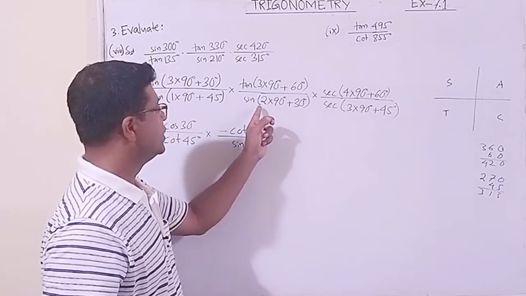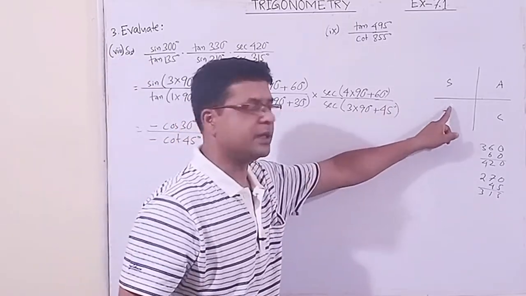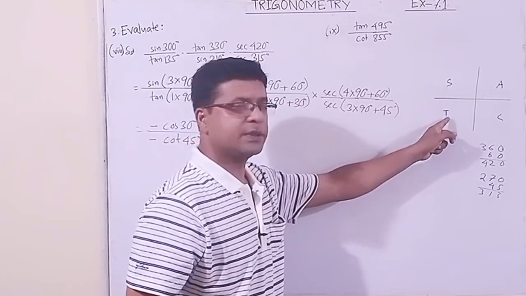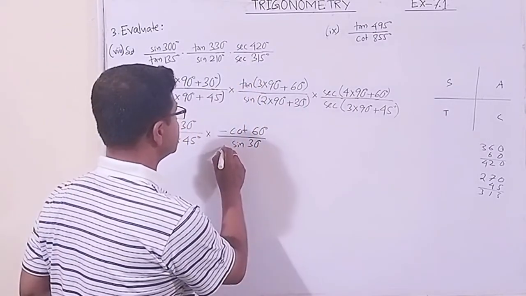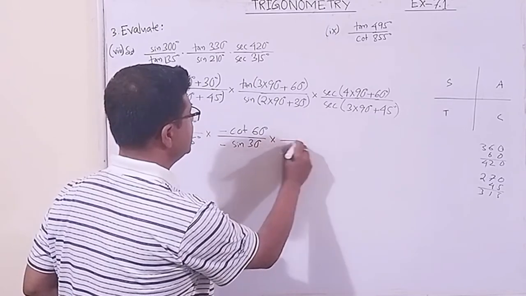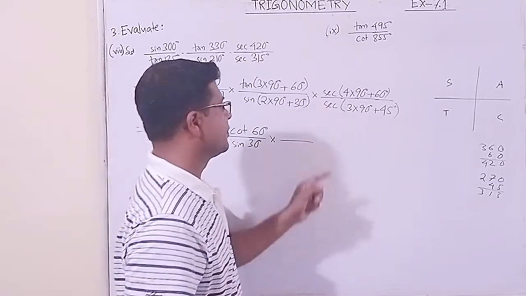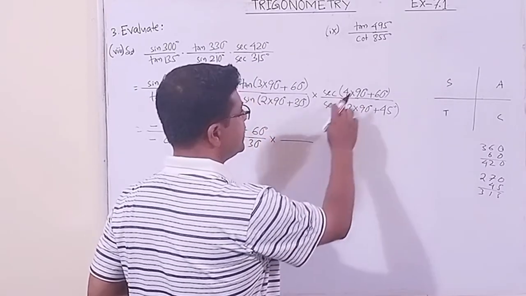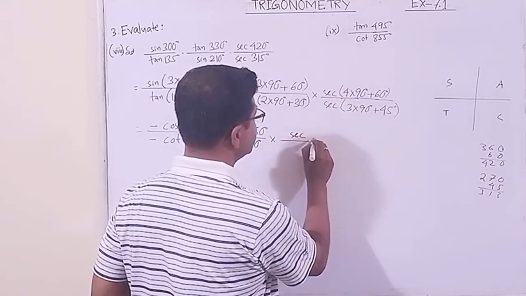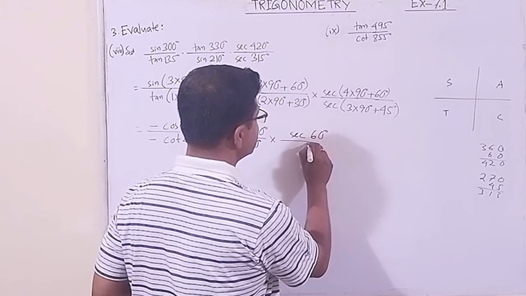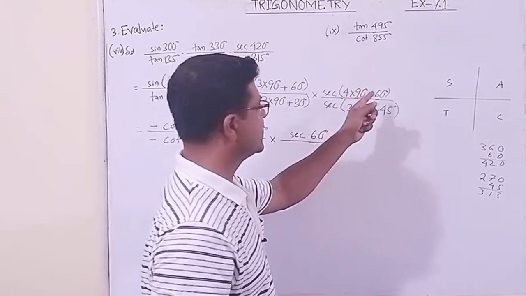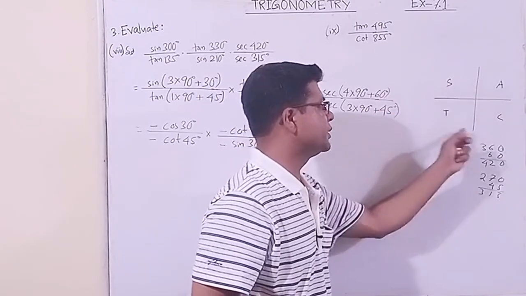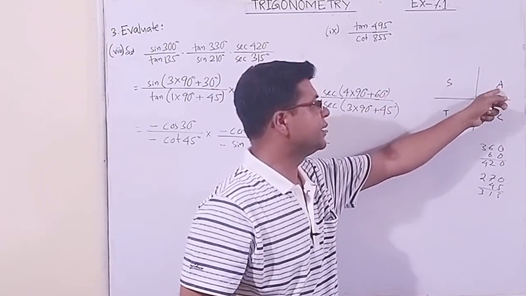This is in which quadrant? 2 plus 1, 3, third quadrant. In third quadrant sine is negative because tan is positive, minus last ratio. Okay, this is even multiple of 90 degrees, so sec is going to be sec only, sec 60 degree. This is 360 plus 60, means 1 rotation plus 60. This is in the first quadrant.